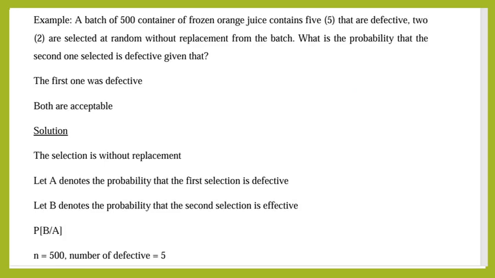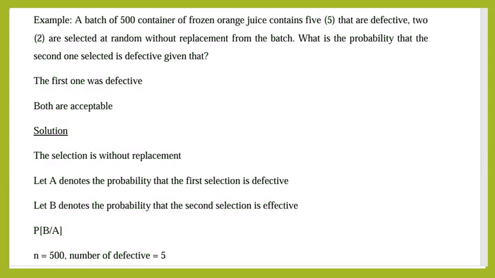Example: a batch of 500 containers of frozen orange juice contains 5 that are defective. 2 are selected at random without replacement from the batch. What is the probability that the second one selected is defective given that the first one was defective? Please, let's take note: the selection is without replacement.